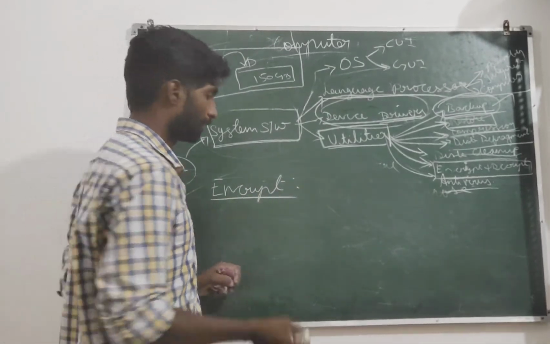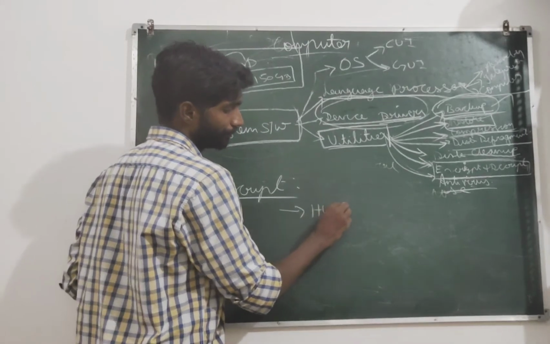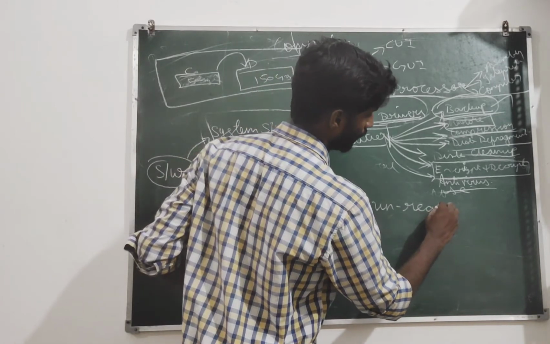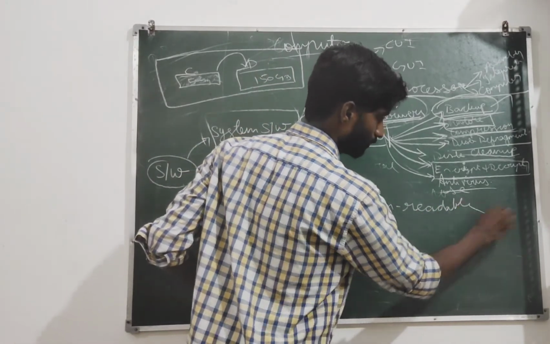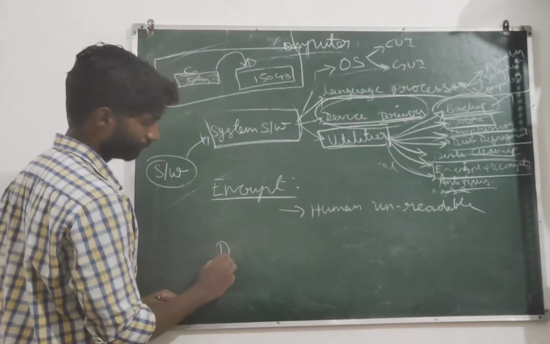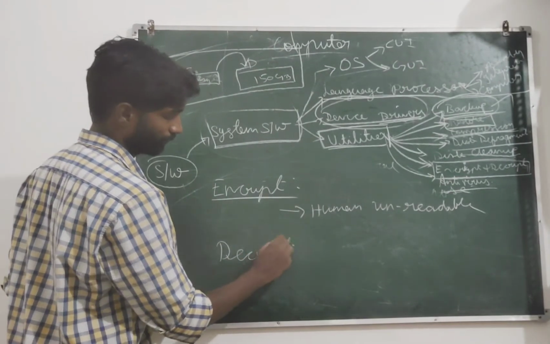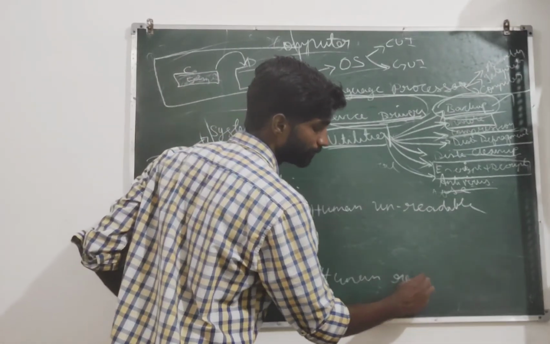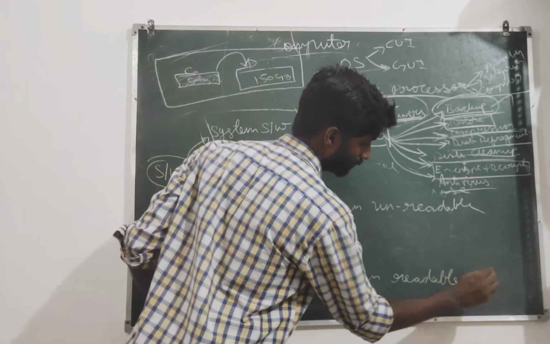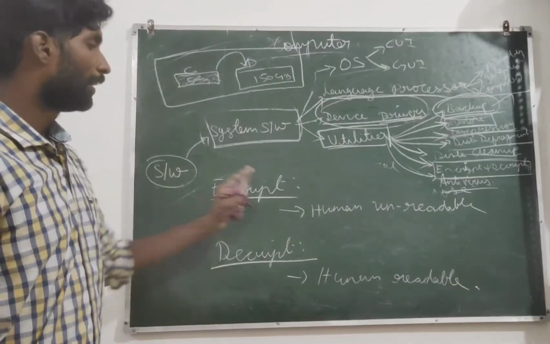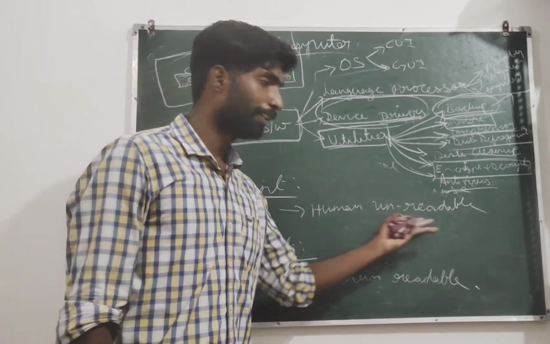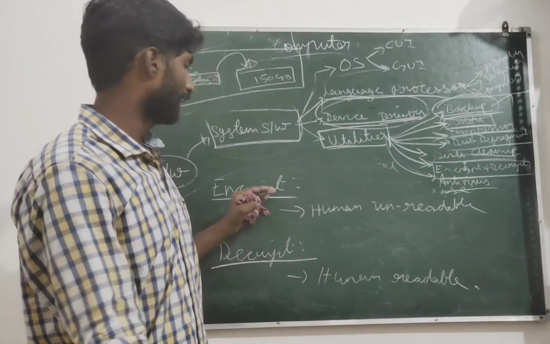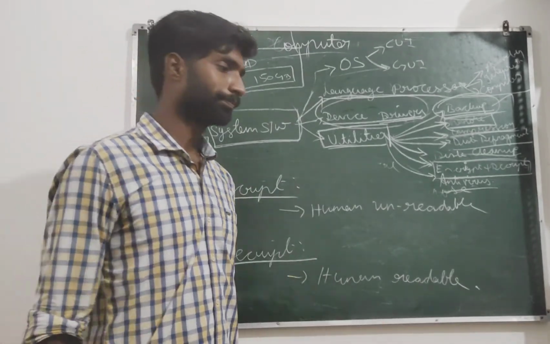Encrypt, what is meant by that? Humans unreadable. Decrypt, human readable. What is the difference? Encrypt, humans cannot read, unreadable. Decrypt, humans can read. Sir, okay, we understood what is encrypt and what is decrypt. What is the use of that?